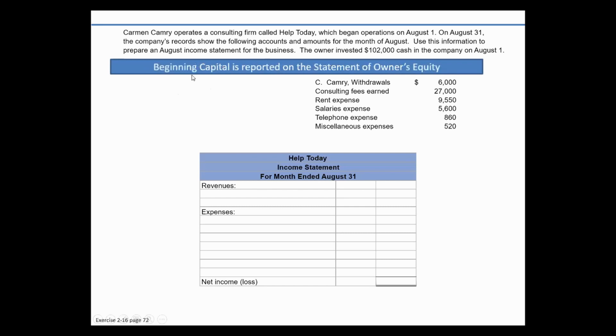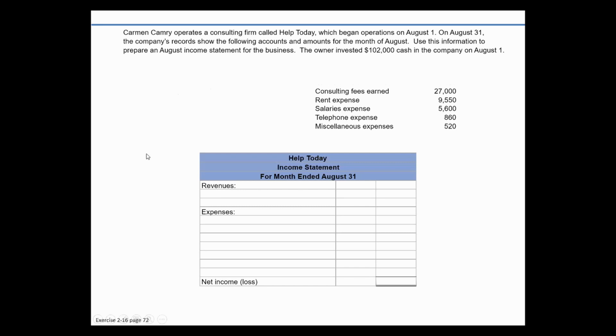Okay, so beginning capital is reported on the statement of owner's equity. Withdrawals are also reported on the statement of owner's equity. All right. So then we have our revenues. So we have consulting fees revenue of $27,000. So we'll list that under our revenues. And then we list our expenses.